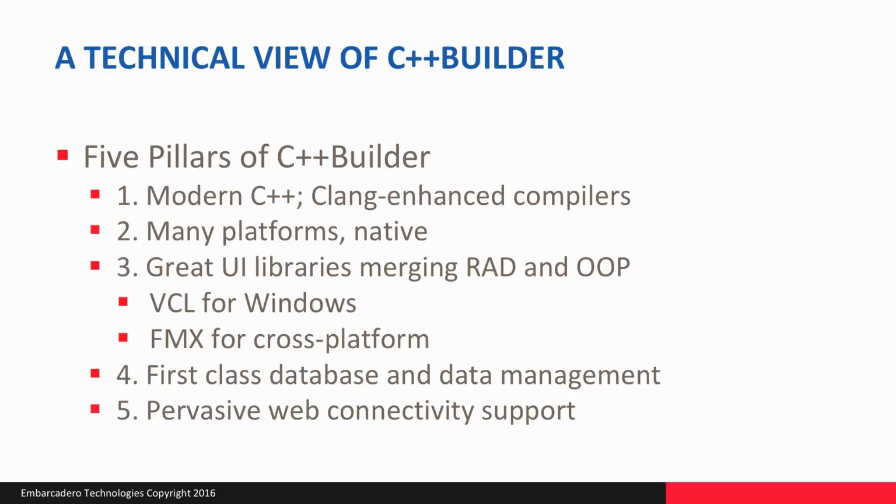Here's a technical view of C++ Builder. So the 5 main pillars, which are modern C++ and then Clang-enhanced compilers, and of course we're focusing on these quite a lot, especially in the roadmap. The second is many platforms, and being native on all those platforms. We have great UI libraries, merging RAD and object-oriented programming. That's the VCL for Windows and FireMonkey for cross-platform. We have first-class database and data management tools and pervasive web connectivity support.